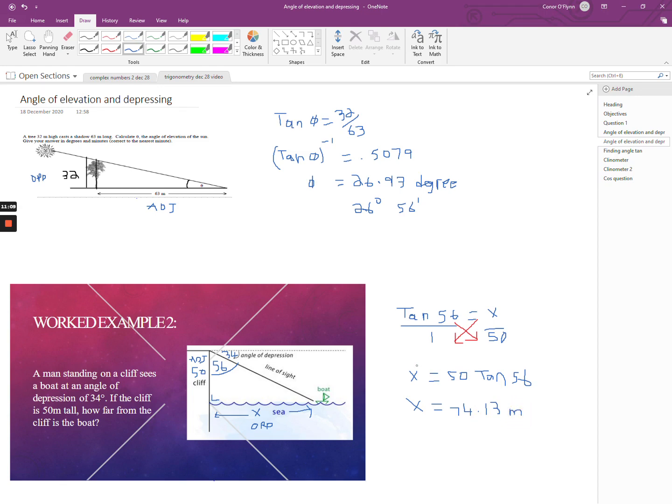So that was an angle of elevation, angle of depression question. You just have to know: angle of depression, top looking down; angle of elevation, bottom looking up.